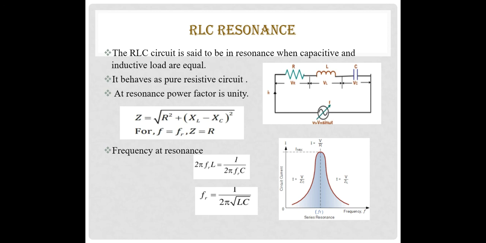And also in resonance, we know that Z is equal to root of R square plus XL minus XC the whole square. So XL and XC are equal. So root of R square is equal to R. So Z is equal to R. So in resonance, the RLC circuit behaves as a purely resistive circuit. Alright. The frequency at resonance, FR, is equal to 1 by 2 pi root LC. At resonance, the current will be maximum, which is depicted by this picture, the maximum current at resonance.